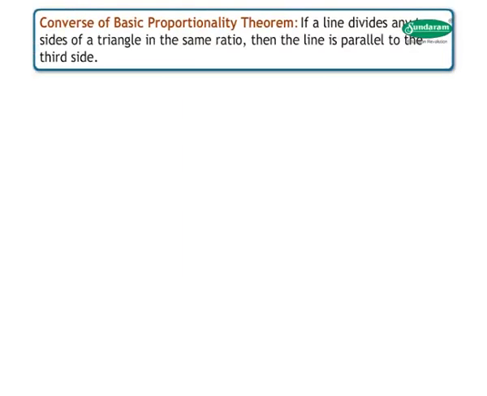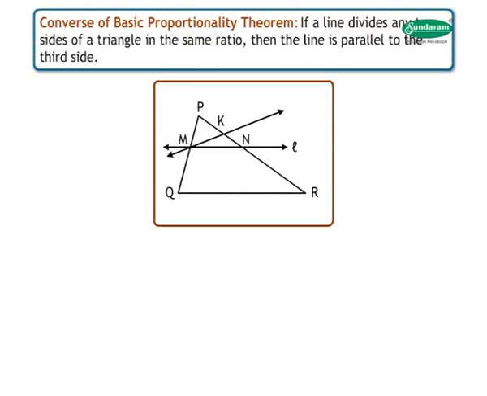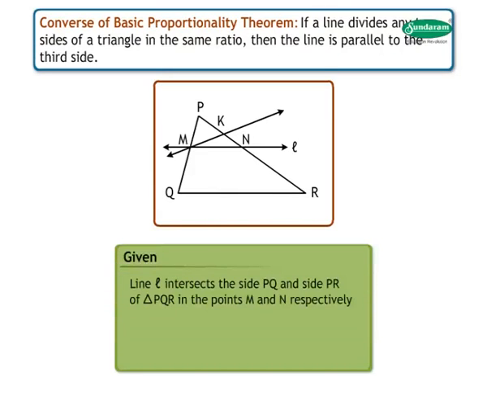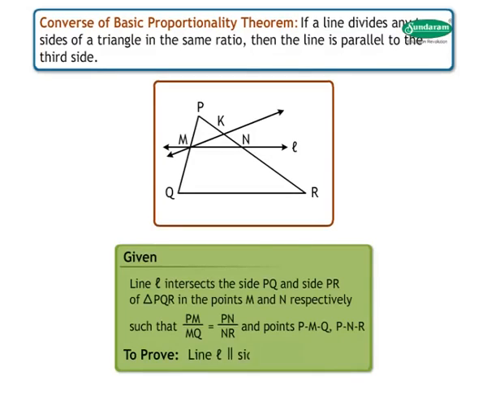Converse of basic proportionality theorem. If a line divides any two sides of a triangle in the same ratio, then the line is parallel to the third side. Given, line L intersects side PQ and side PR of triangle PQR in the points M and N respectively, such that PM upon MQ is equal to PN upon NR, and points P, M, Q and P, N, R are collinear points. To prove, line L is parallel to side QR.